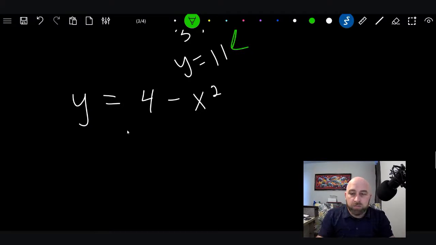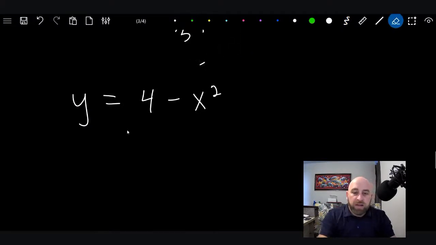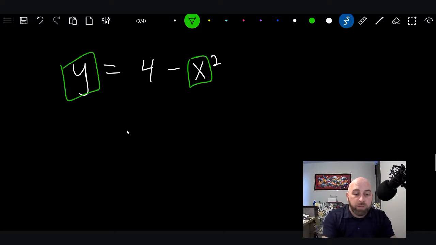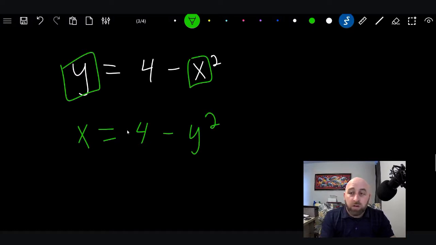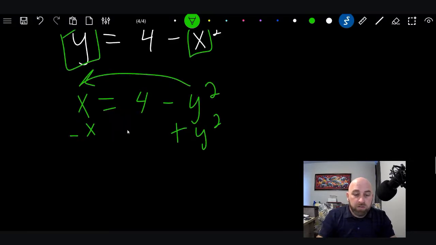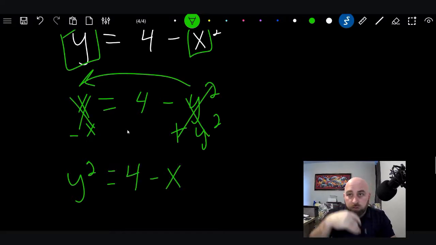All right, let's look at the next one. So we have here y equals 4 minus x squared. What we do is we swap these out, remember. X equals 4 minus y squared. Now we want to solve for y, so we want to get y by itself. It's probably easiest to do the same thing we did. Keeping things positive is always good. Plus y squared minus x, and so we're going to swap those out. So we're going to get y squared on this side equals 4 minus x, because that cancels and that cancels, and we switch them over there.